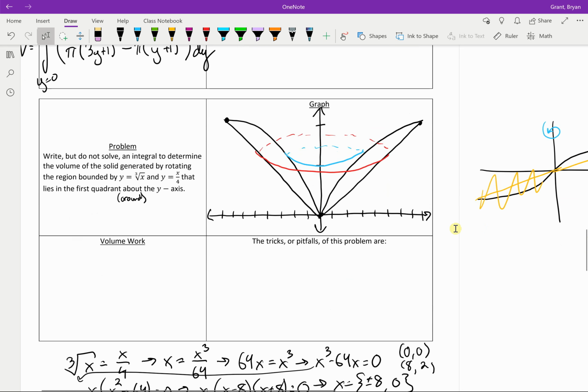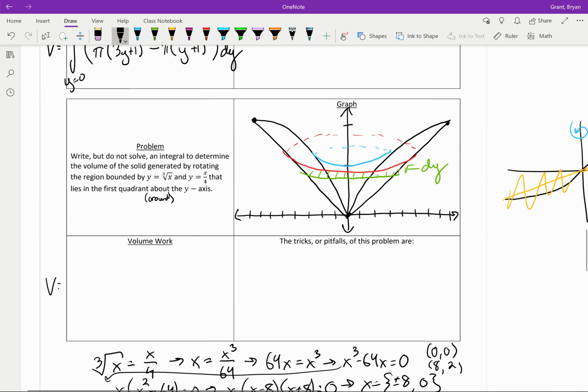Okay. Well, notice down here though, when we give this width again, it shouldn't surprise you, this width is going to be dy, which means our volume needs to be in terms of y all the way through. It's going to end in dy. Our y values are going to start at 0, end at 2, where we've got y values here. And so when we do our pi something squared minus pi something squared, everything better have y's. All right, well, here we go then.